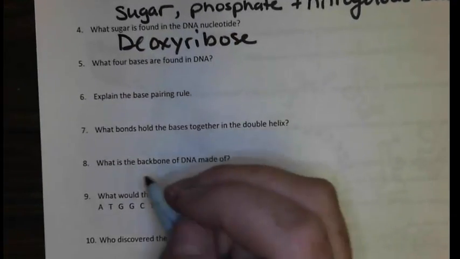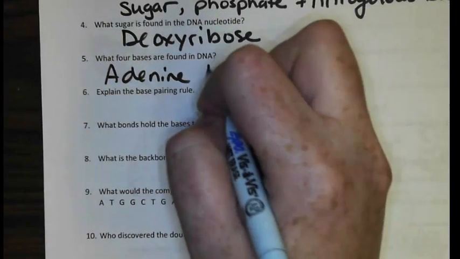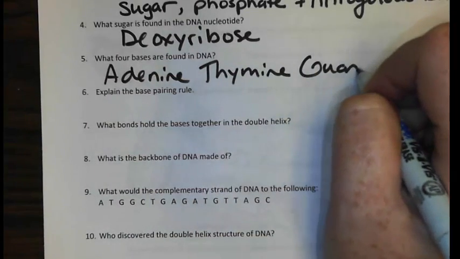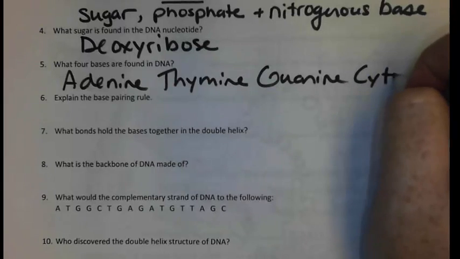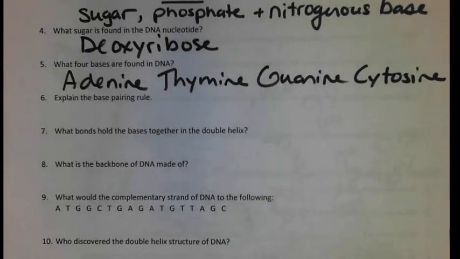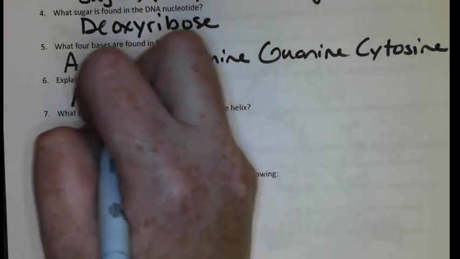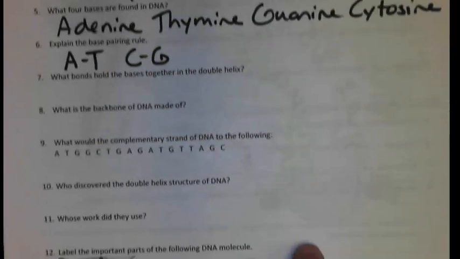What four bases are found in DNA? A stands for adenine, T stands for thymine, G stands for guanine, and C stands for cytosine. Okay. The base pairing rule is just as simple as A pairs with T and C pairs with G. Thanks, Chargaff, for figuring that out.